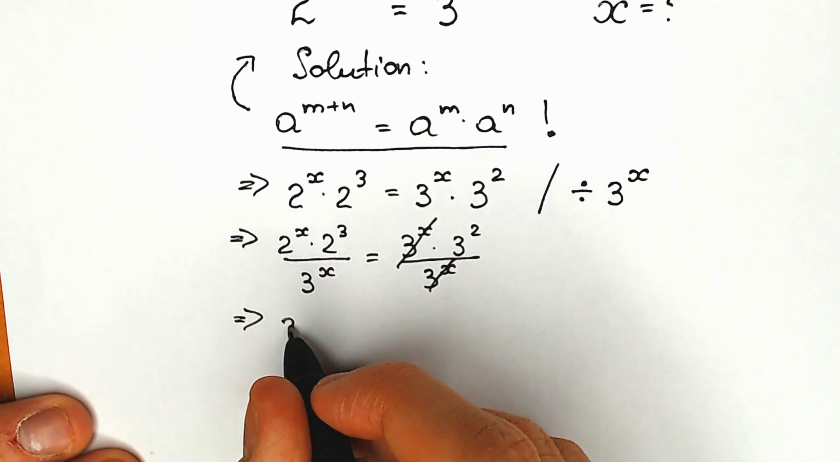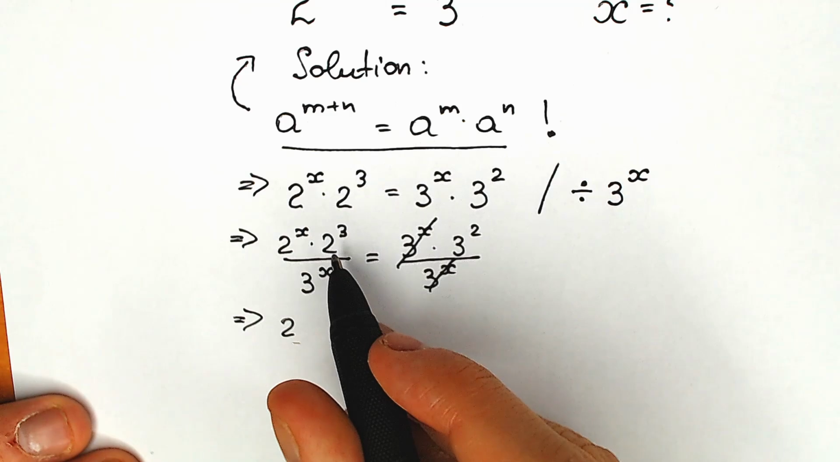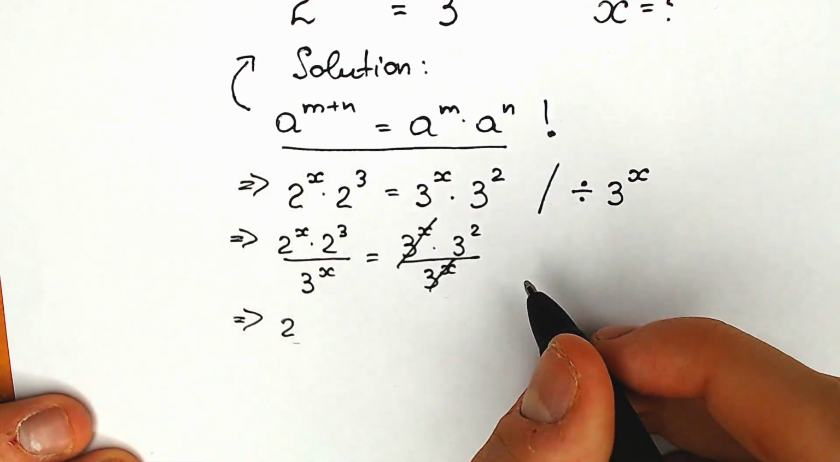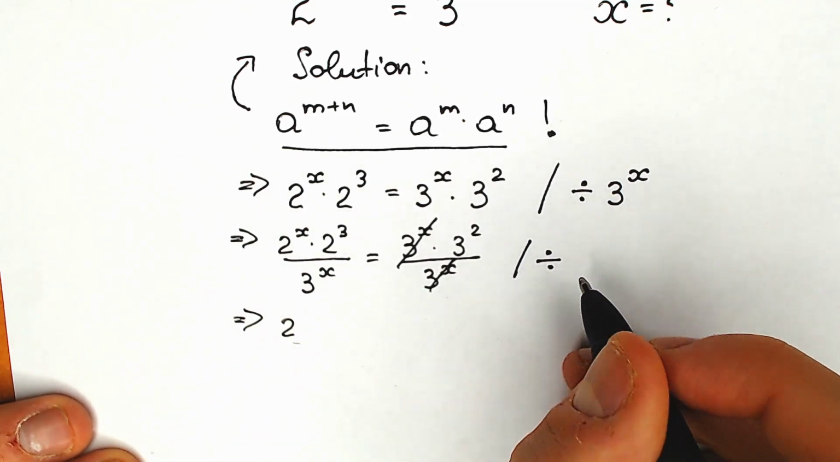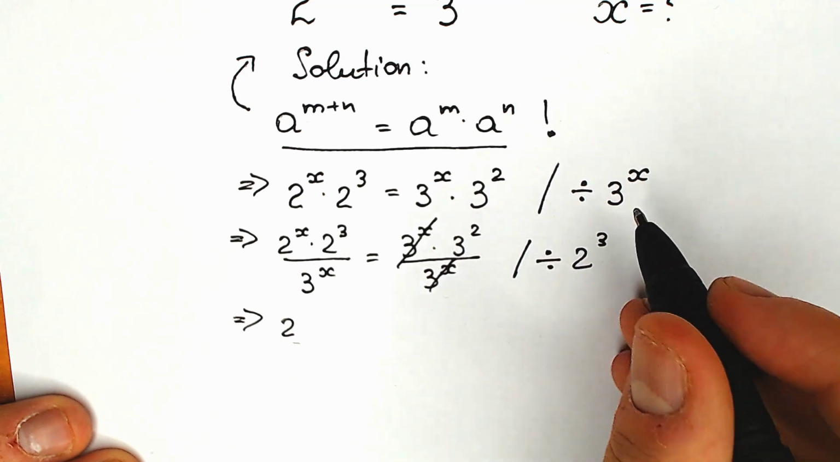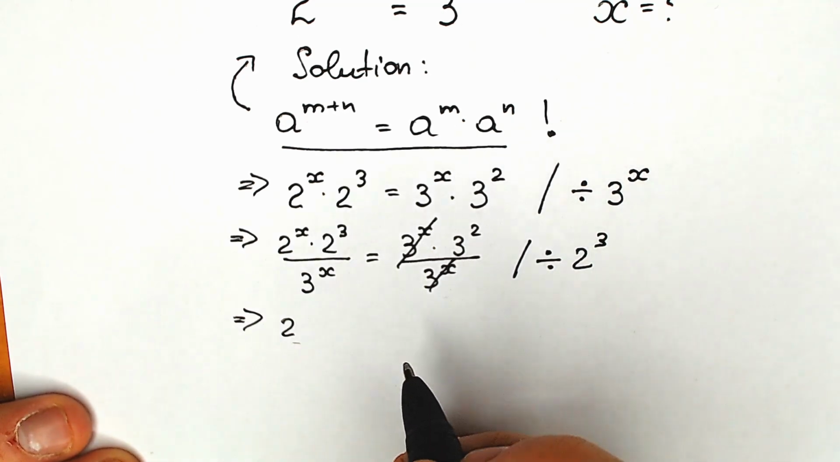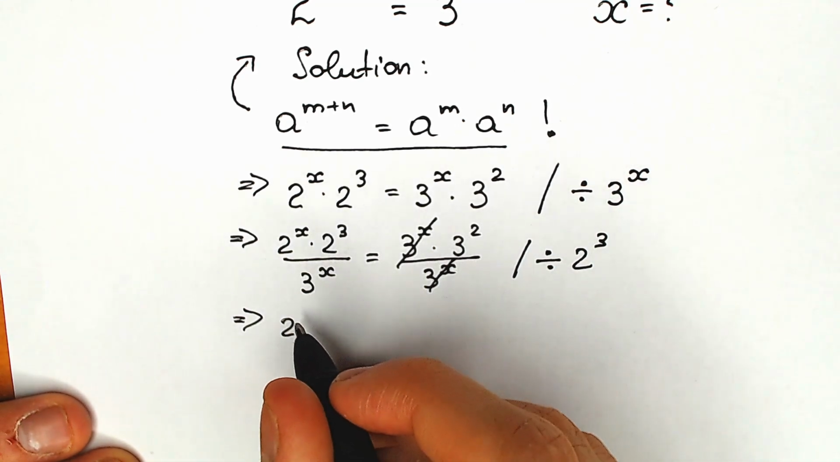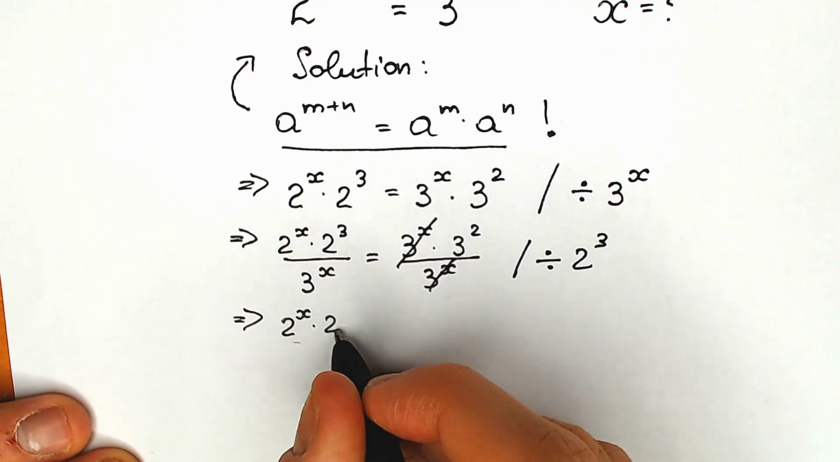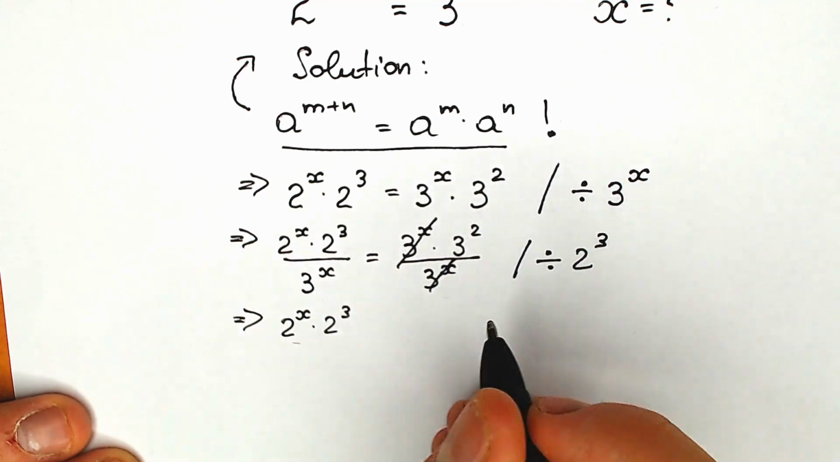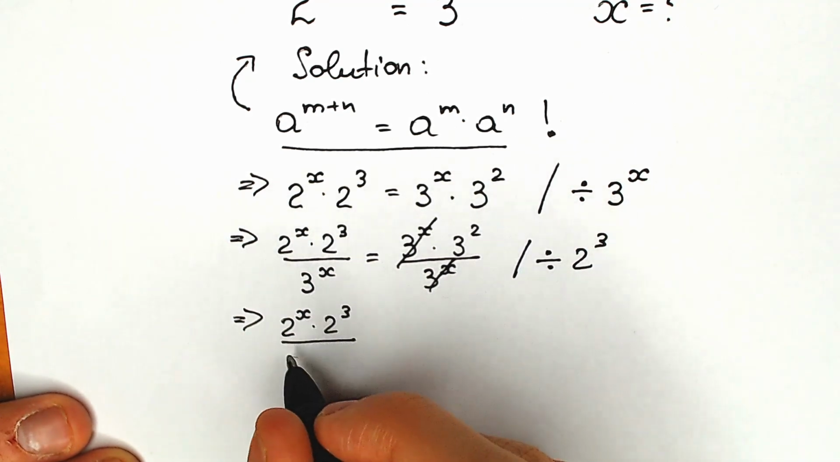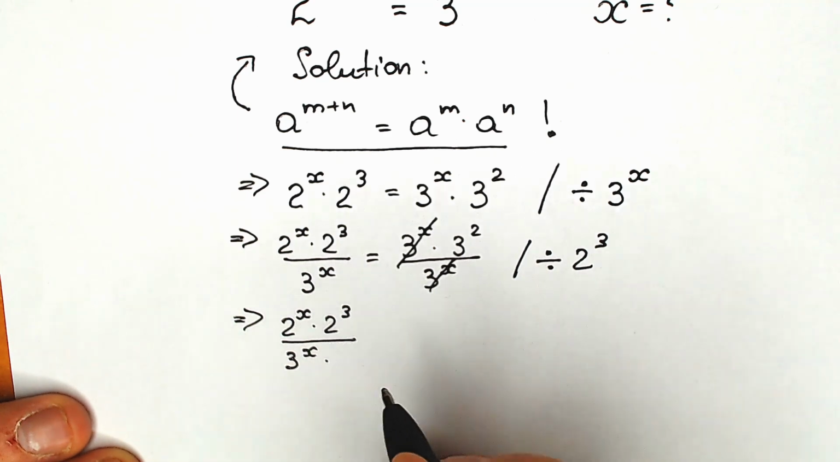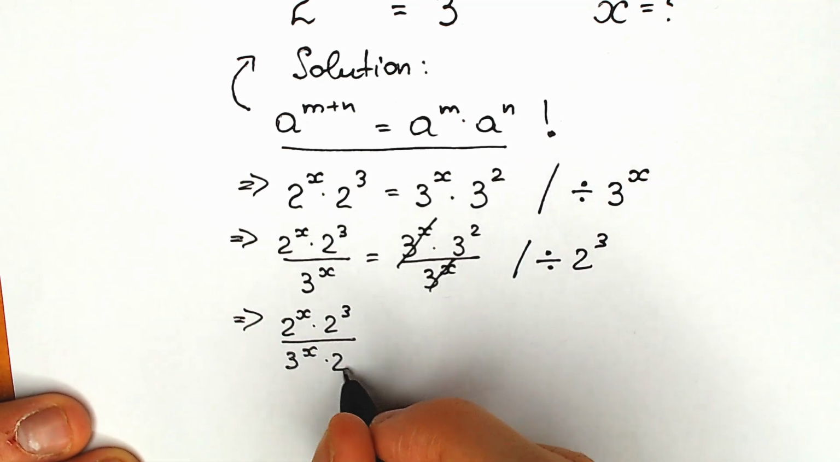As a result, we have 2 to the x times 2 to the power 3, but right now I'm going to show you another really important move. We're going to divide both sides by 2 to the power 3. First of all we divided by 3 to the x, and right now we're going to divide both sides by 2 to the power 3. So as a result, we have 2 to the x times 2 to the power 3, and as I told before, we're going to divide it by 2 to the power 3, so we still have 3 to the x on the left side, divided by 2 to the power 3.